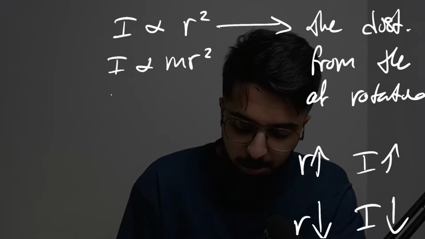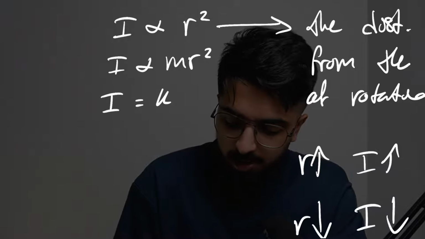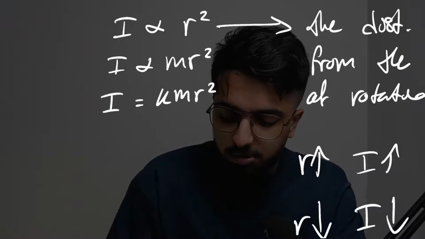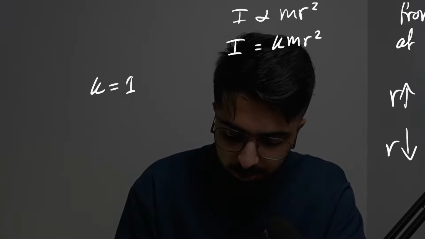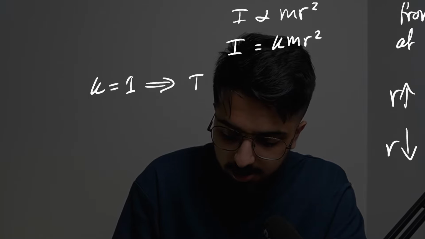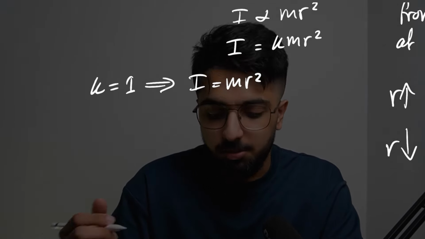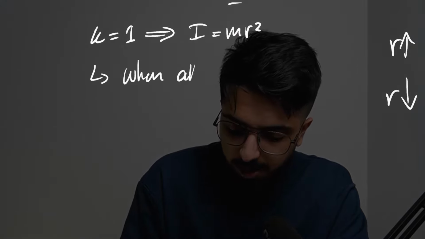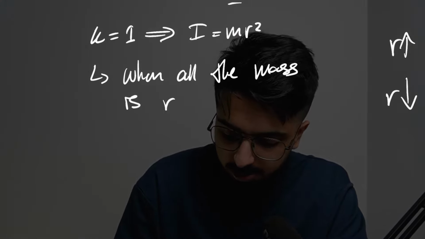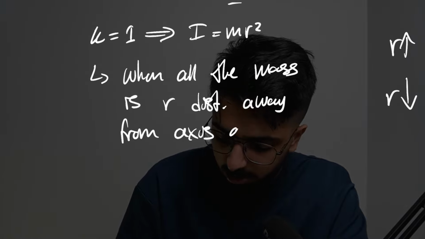And therefore, our rotational inertia is equal to some constant, let's say k, times our mass times r squared. Now for this hollow case, the constant k is equal to 1, and therefore I is equal to mr squared, right? Because if k is 1, then it essentially just disappears from the equation. So I is equal to mr squared when all the mass is r distance away from the axis of rotation.